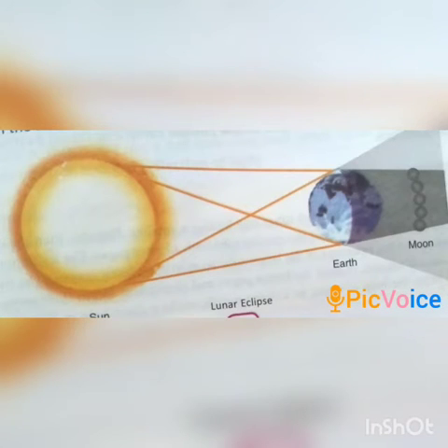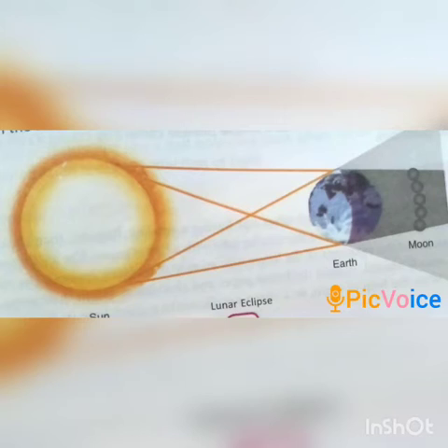We can also have a situation where the earth comes in between the sun and the moon. In that case, the earth blocks the sunlight and casts its shadow on the moon. We then call it a lunar eclipse. When the earth comes in between the sun and the moon, and the earth blocks the sunlight and casts its shadow on the moon, that situation is known as lunar eclipse.